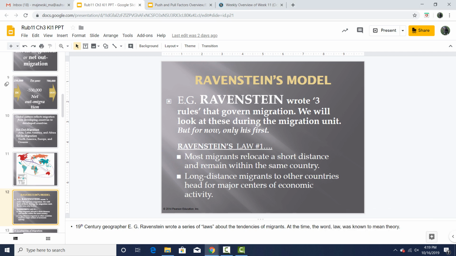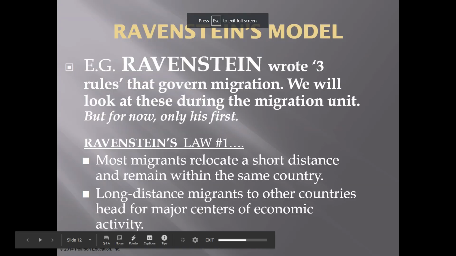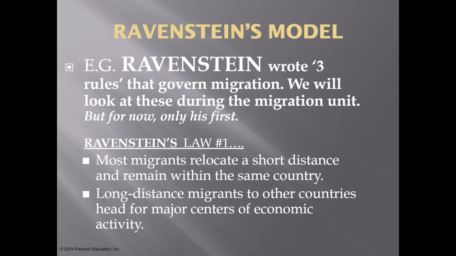In the 1800s, a really famous geographer named Ernst Ravenstein, E.G. Ravenstein was actually his abbreviated name, wrote a series of what he called rules or laws that he said kind of predicted the behavior of most migrants. Now, we look at these laws throughout the unit, and we're going to look at our first one now.